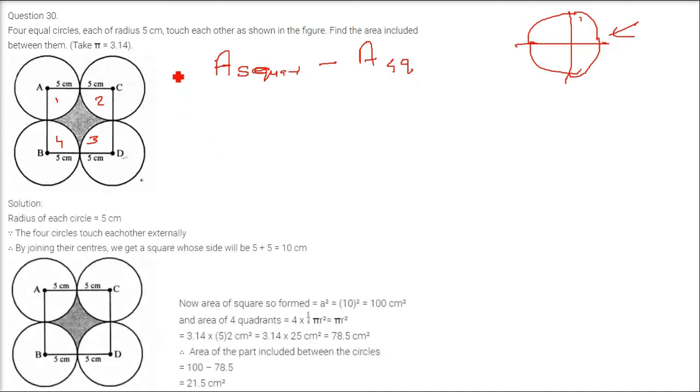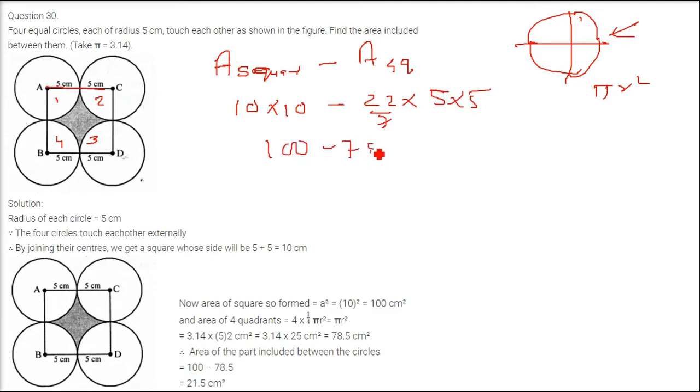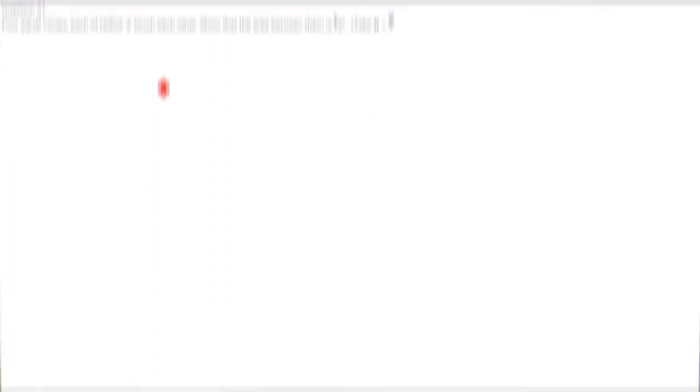So what is the area of the square? The side is given. This is 10, 5 plus 5 is 10. So 10 into 10 is the area of the square. And what is the area of the 4 quadrants? It is pi r square, because all 4 combined make a circle. So pi into radius, which is 5, 5 into 5. This is 100 minus 78.5, and this is going to be 21.5 centimeters square. And this is your answer.